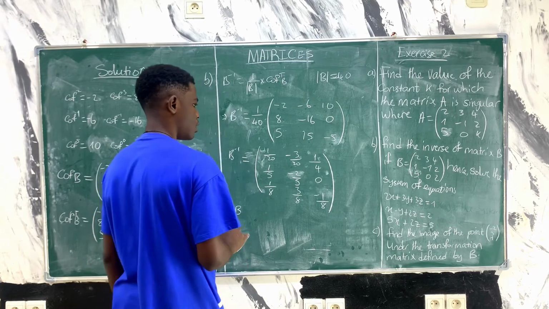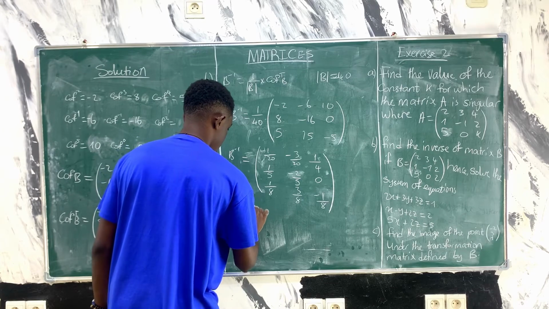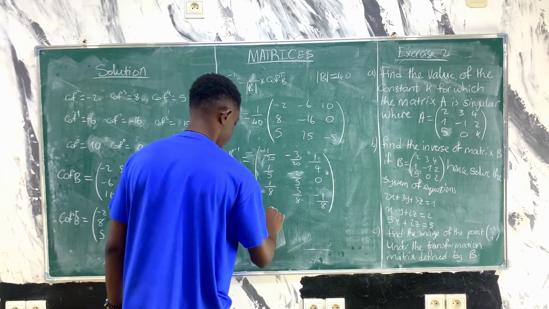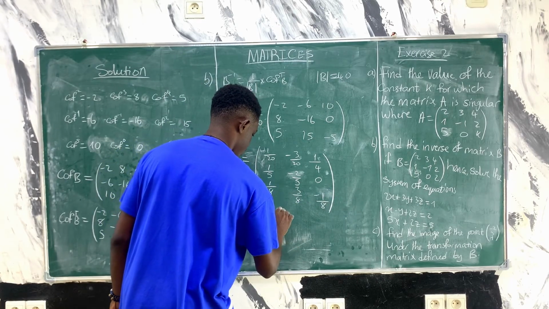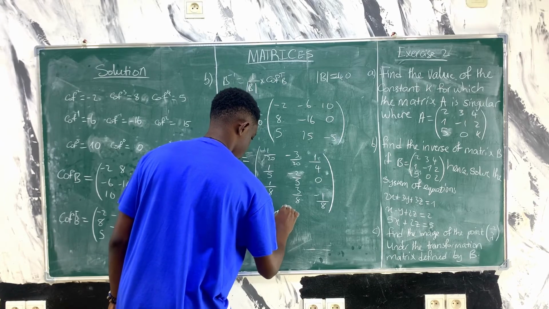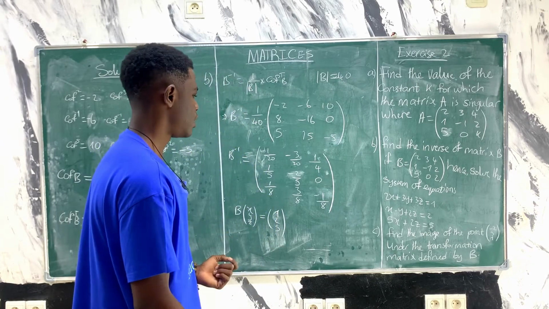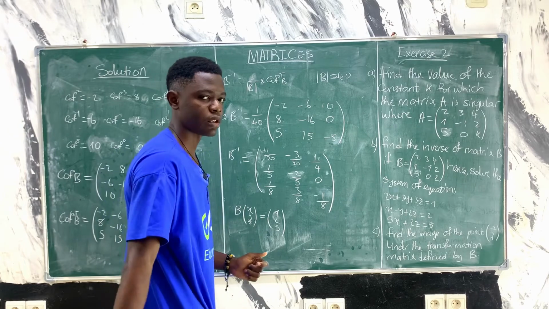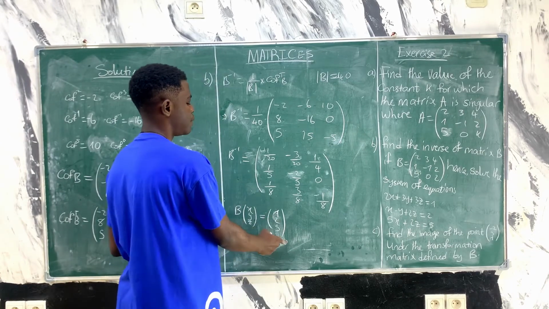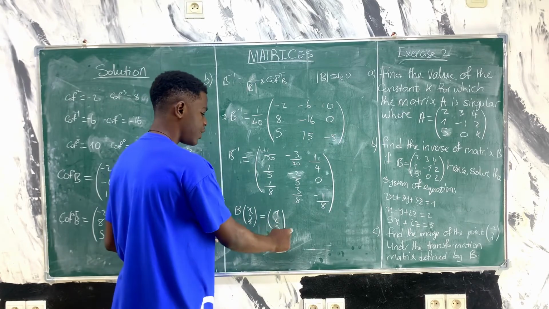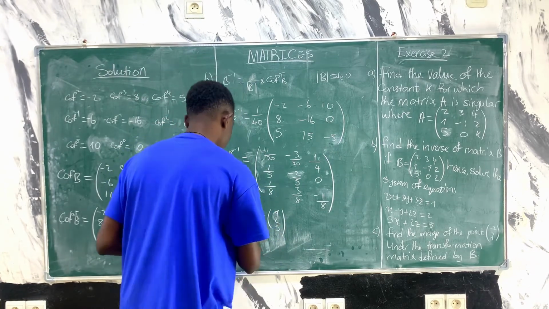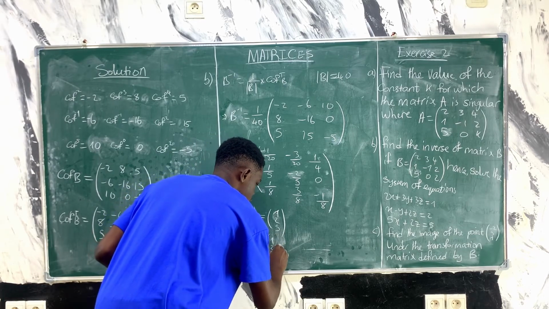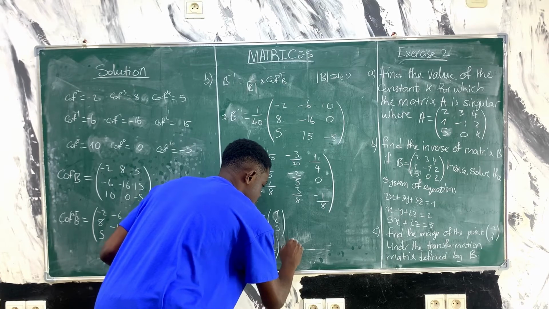B times X, Y, Z is equal to 1, 2, 5. This implies that to find X, Y, and Z, you will do 1, 2, 5 times the inverse of B. If you divide all through by B, X, Y, Z equal to 1, 2, 5 times the inverse.